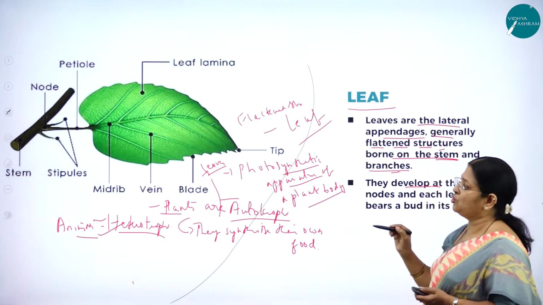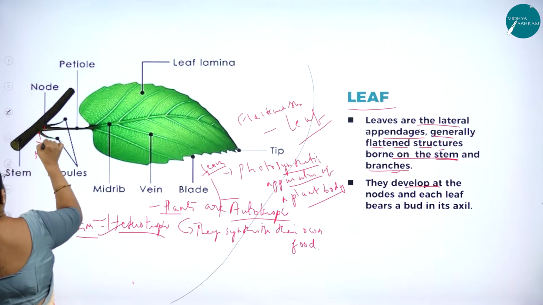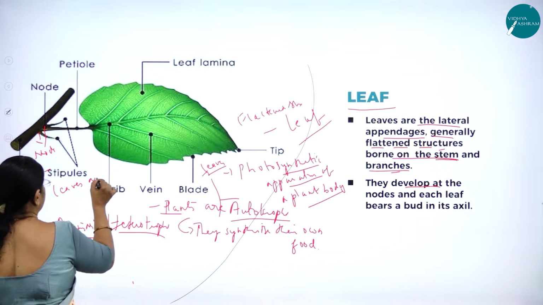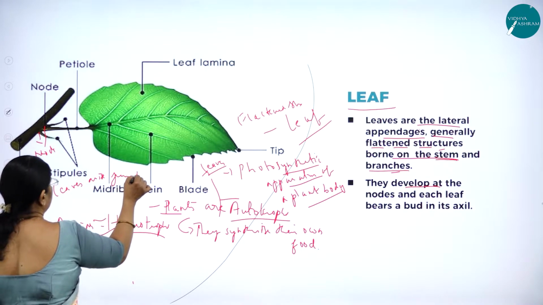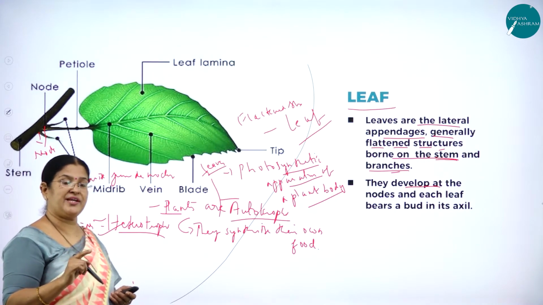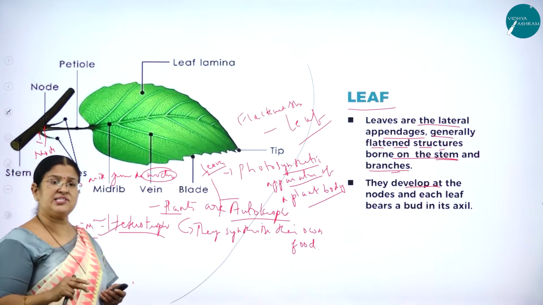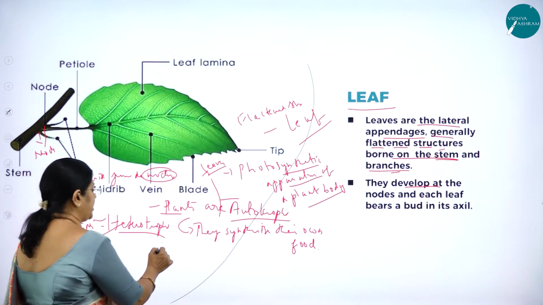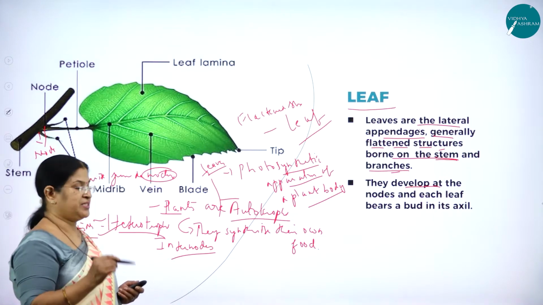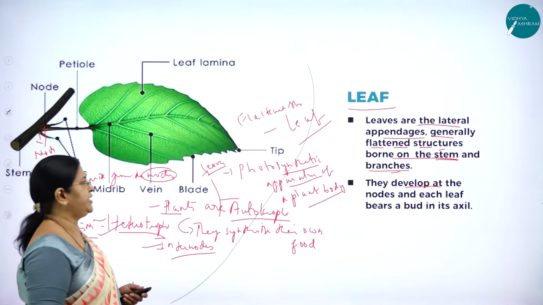They develop at the nodes. Here you can see the node. So usually leaves arise from the nodes. So from where do the leaves arise? The leaves usually arise from the nodes. And the distance between two nodes, you call it as what? Internodes. Usually leaves arise from the nodes, and the distance between two nodes is called internodes.